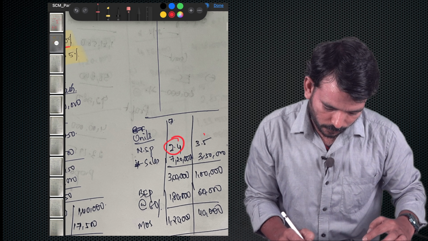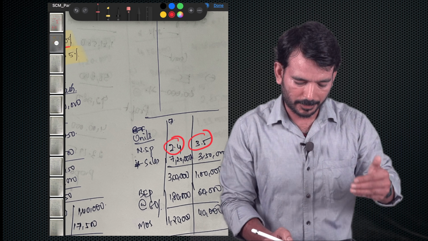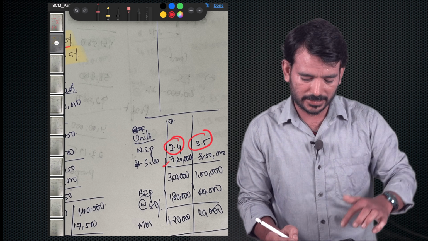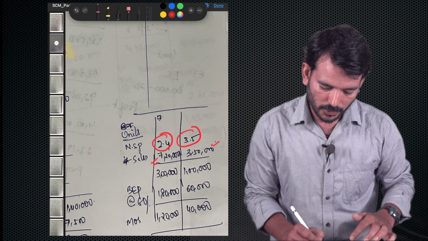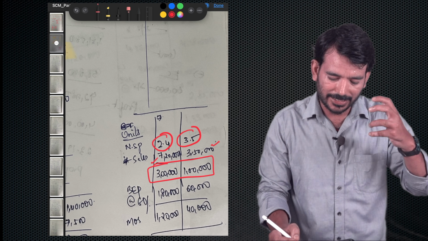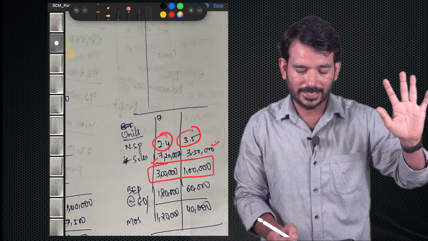New selling price 2.4 and 3.5: you just deduct whatever the reduction in the selling price is from the existing selling price, and they have also given the estimated sales they want to make next year, 7.2 lakh and 3.5 lakh. So you are getting 3 lakh units and 1 lakh units respectively. It means you need to sell 3 lakh units of A and 1 lakh unit of B in order to get such sales. That is also fine.